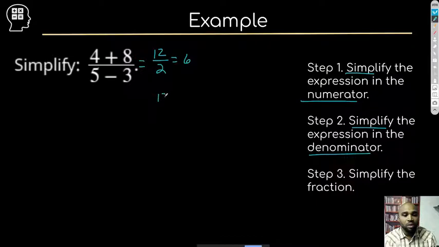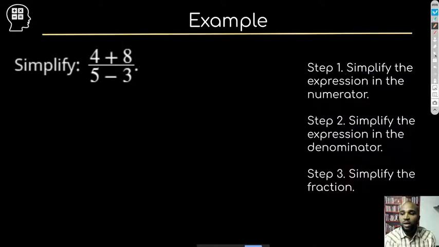If you don't know how to simplify this 12 over 2, you could have just broken it down into some factors that would allow you to see that the 2 can be crossed out, because you can take out that 2, leaving you with just a 6. So that's how you can handle that.